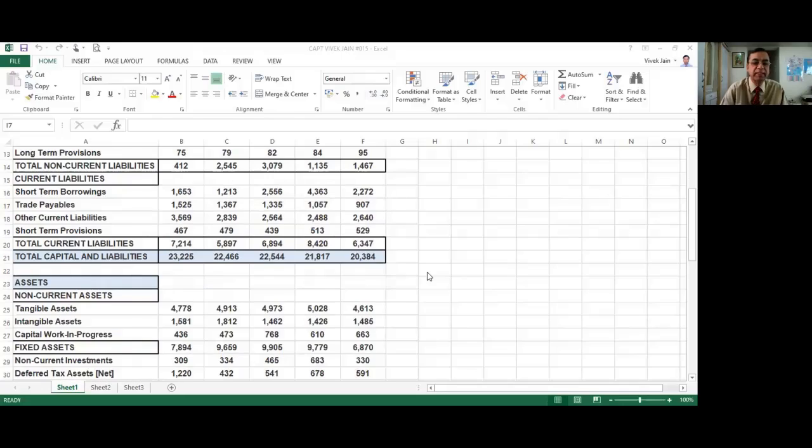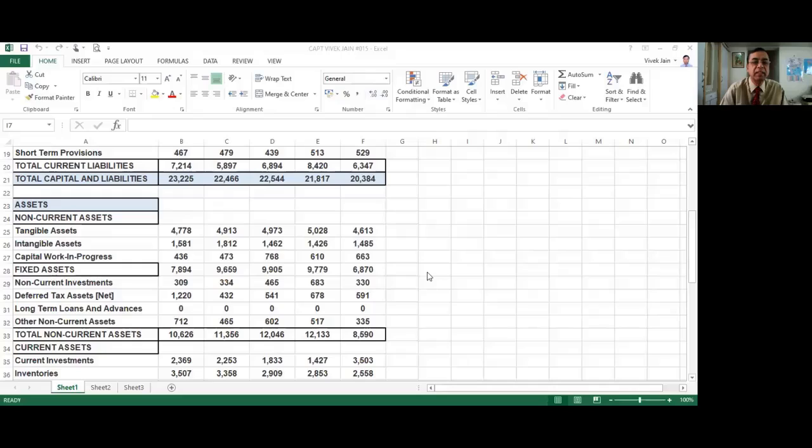Now we come to assets. Assets are also divided in three sections. One is non-current assets, which has tangible assets. Tangible assets would mean all the fixed expenses which the company has made over the years, and these are assets which are needed for running the show of the company. Then you also have intangible assets.